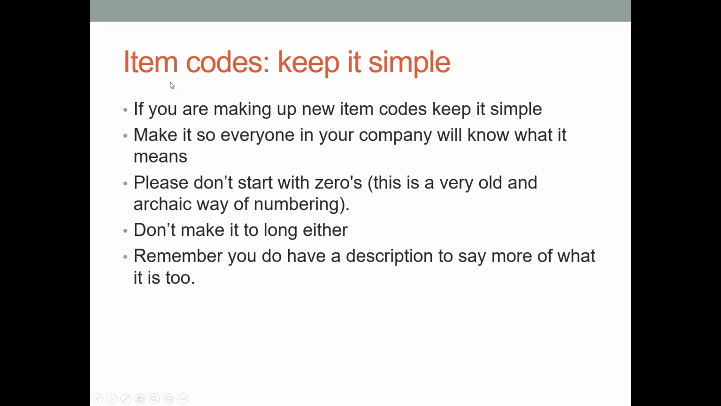All right. Item codes, keep it simple. If you're making up new item codes, keep it simple. I've seen companies, for some reason, like to put 6 zeros in front of every item. That's really unnecessary. Usually make it so you know what it means. If you are dealing with a company that has hundreds of thousands of SKUs, then use numbers and whatever, and make sure you have good descriptions for each of those. But yeah, don't start with zeros. That's an old way of doing things, and it doesn't work well.